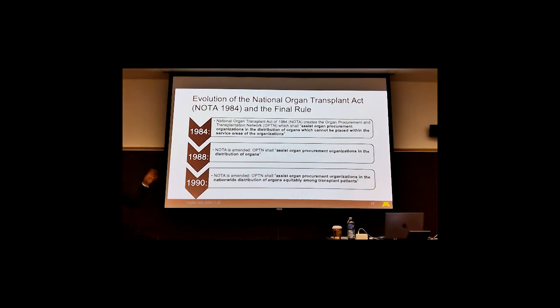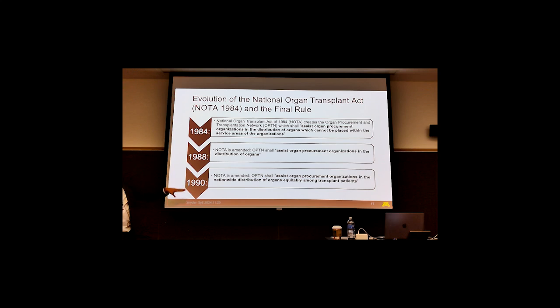So in 1984, there was a law passed in this country called the National Organ Transplant Act, and that established the authority for the federal government to essentially assert that there needs to be one national system for this. There needs to be centralized management of this process, and we need to make it as fair and equitable as we can. So I highlight a few things here.